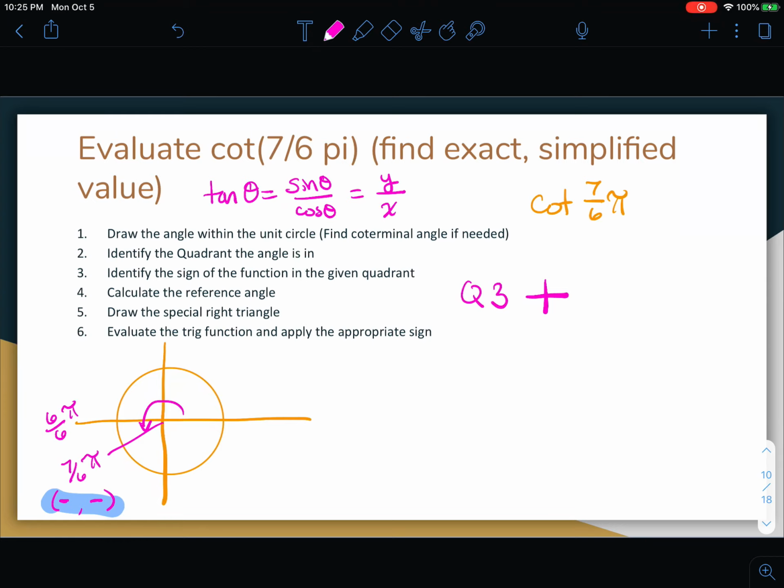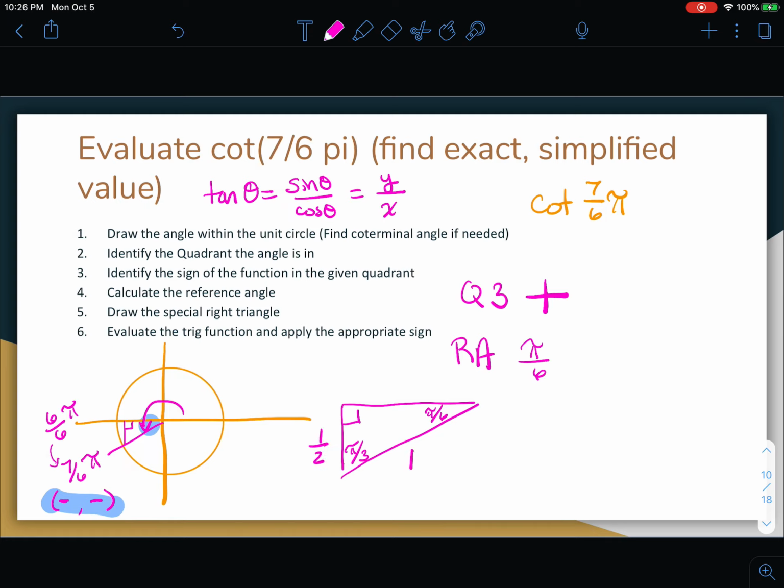All right, so we have the quadrant, we have the sign, and now we need the reference angle. So that's this little guy right here. The reference angle is going to be just 1/6 pi. It's just that little piece. We went from 6/6 to 7/6. The reference angle is just 1/6 pi. So we draw in that special right triangle. I'm going to blow it up over here. Okay, we just said this was pi over 6, which means this has to be pi over 3. That's our special right triangle.